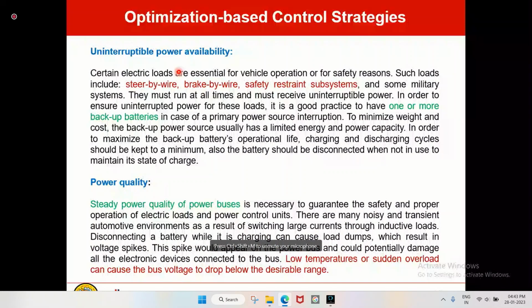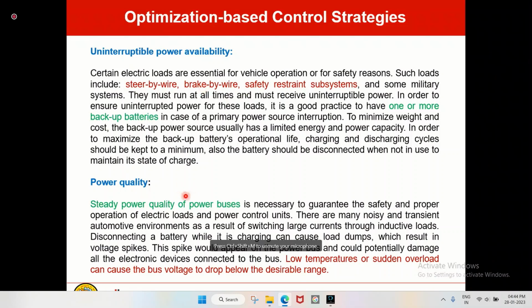Or uninterruptible power availability. Why? Because there are certain systems wherein you simply cannot compromise with regard to power availability. For example, steer by wire or brake by wire, right? Or safety restraint subsystems or some military systems, right? So these are very sensitive systems where you want to ensure uninterruptible power supply. So this is again going to be a constraint, and maybe you will have to use one or more backup batteries in that case, right? But the point is that such issues have to be considered when we work on this optimization problem.